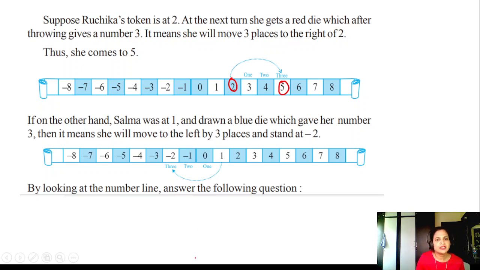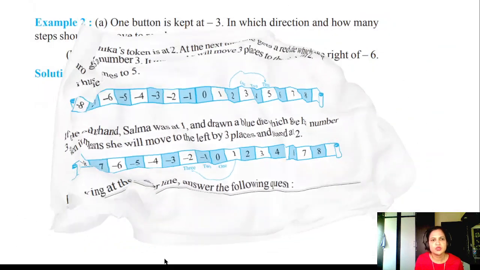If on the other hand, Salma is at 1 and draws a blue die, which gave her a number 3, that means minus, then she will move towards the left. Her original place is at 1, then she moves 1, 2, 3, that means her position now is minus 2.